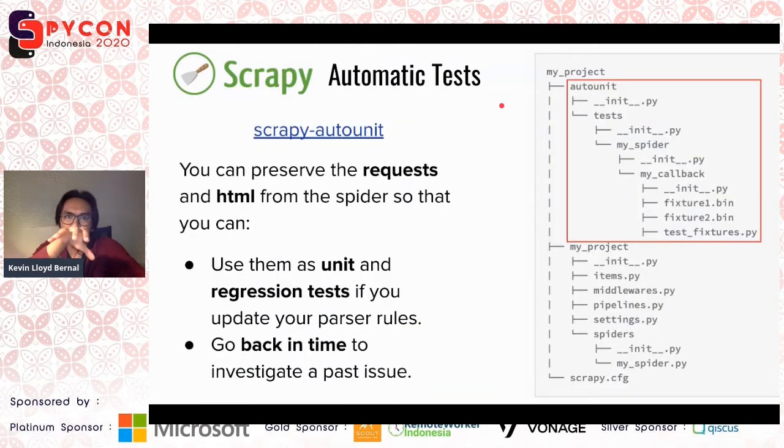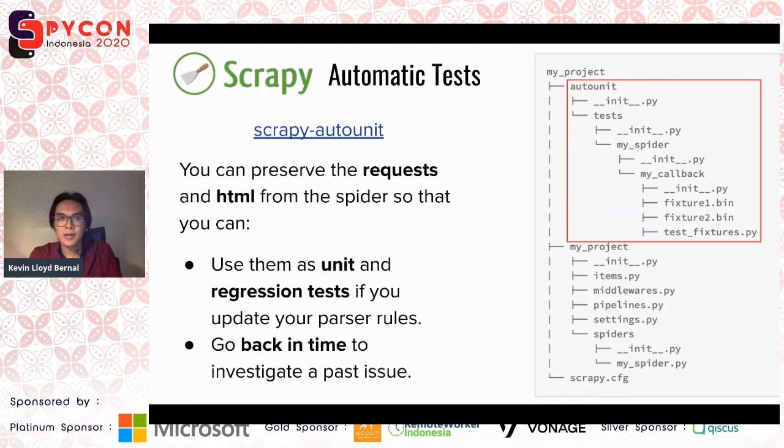The next one is automatic tests, right? So this is kind of the same way web developers are testing APIs automatically by saving the request body and then the response body into the code base, so they could run their code or API requests over and over again, which serves as both unit and regression tests.